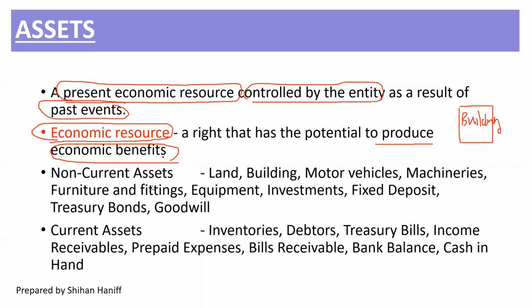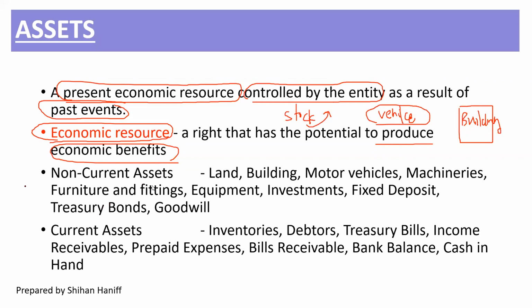Right? You can have your office, you can have your showroom, or you can have the production plant. So that can produce economic benefits. If you have a vehicle, from the vehicle you can produce economic benefits. Or if you have the stock, inventory, you can sell this and you can produce economic benefit.